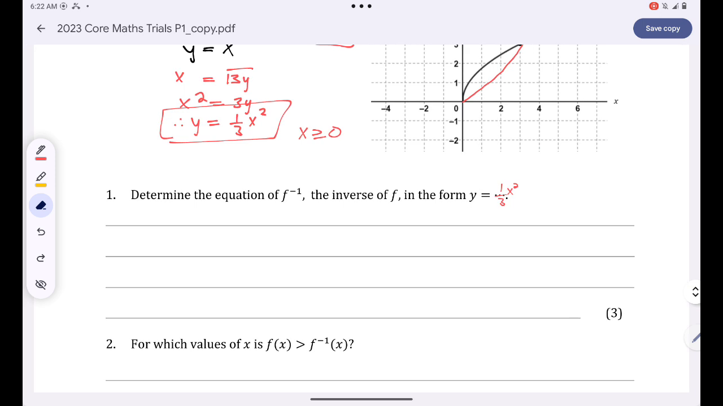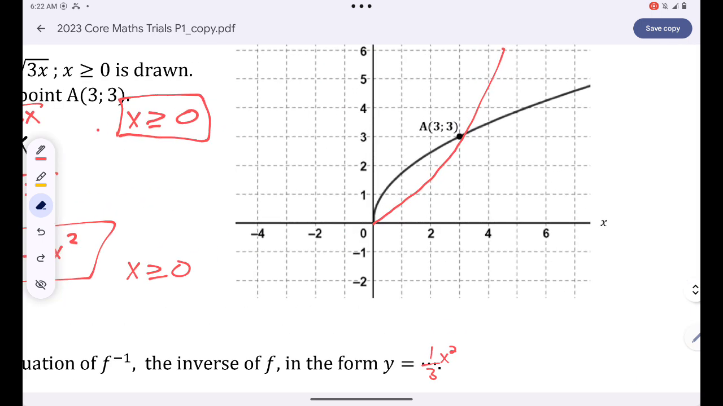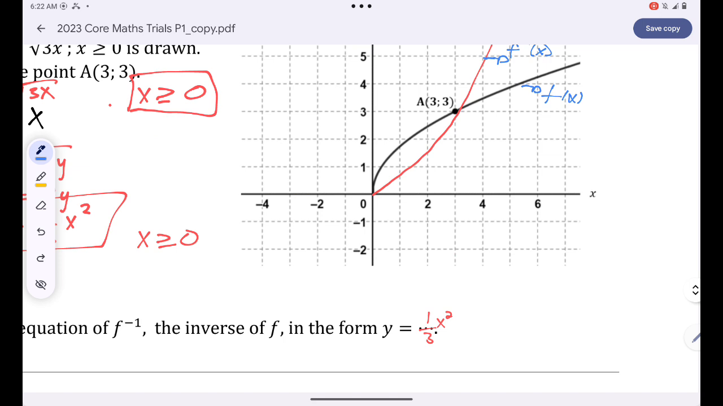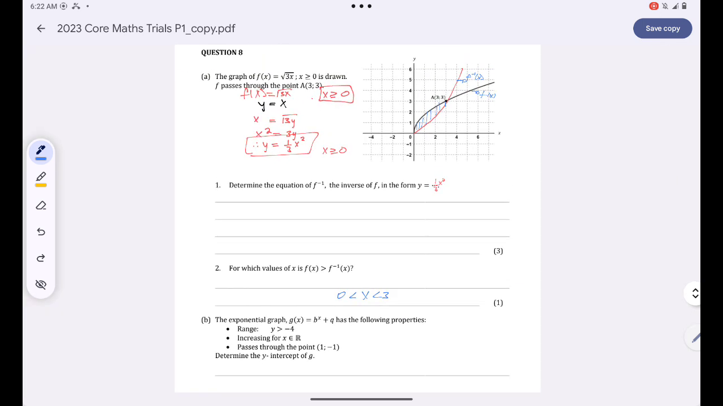They want us to find the values of x whereby the graph of f of x is above the graph of the inverse of f. Remember that the black graph over here indicates f of x, and this one is the inverse of f of x. They want us to find the values of x whereby the black graph is above the red graph. I can only see that over here. That statement is true whenever x is in between 0 and 3. Then the black graph will be above the red graph.